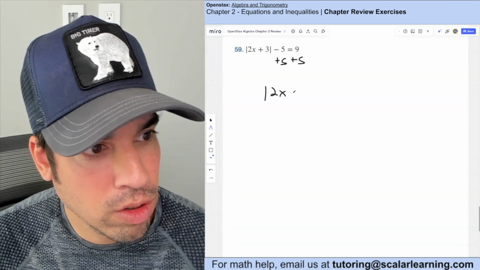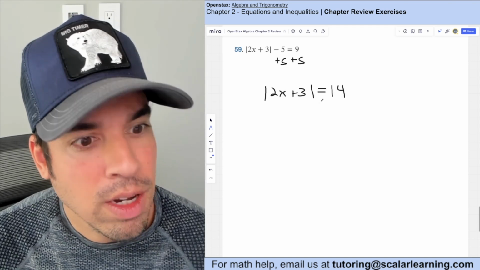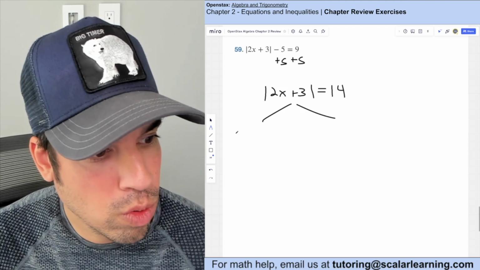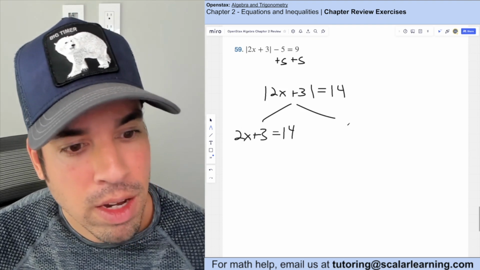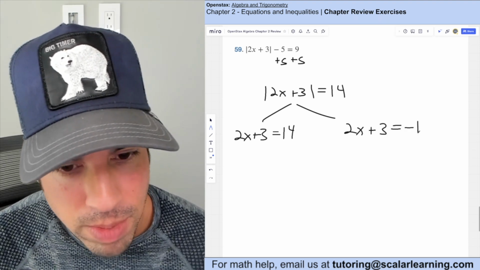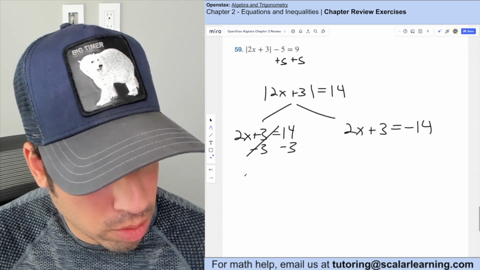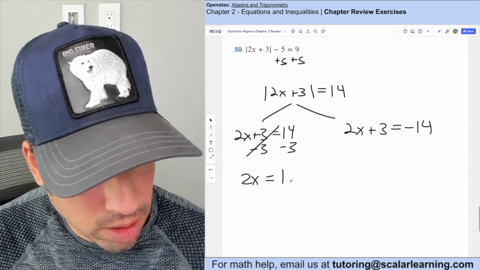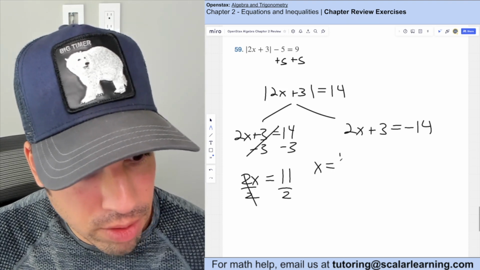Here I'm going to start by adding 5 to both sides like so. And I got absolute value of 2x plus 3 equals 14. Then I'm going to split this into two equations. First, I'm just going to remove the absolute value and keep it the exact same. In the second one, I'm going to negate the right side, so make it negative. Now I'm just going to solve both of these. We're going to subtract 3, boom, boom. 2x equals 11. Then I'm going to divide it by 2, and x equals 11 over 2.